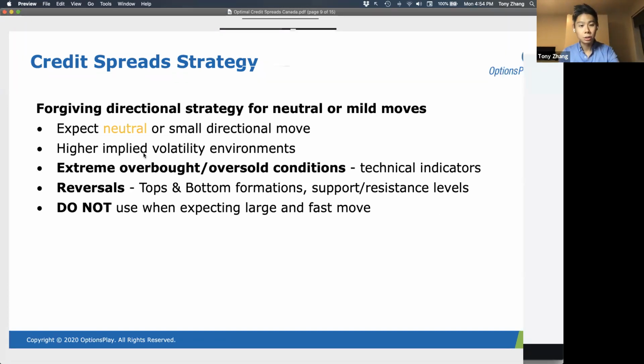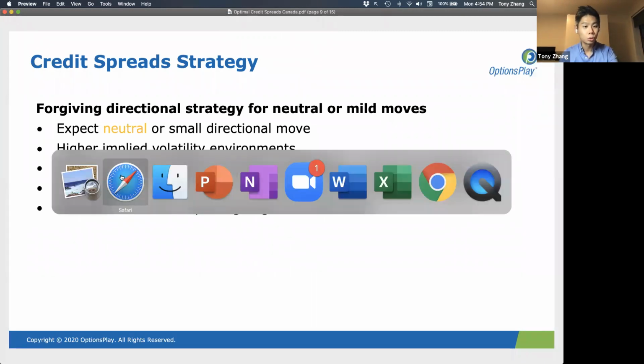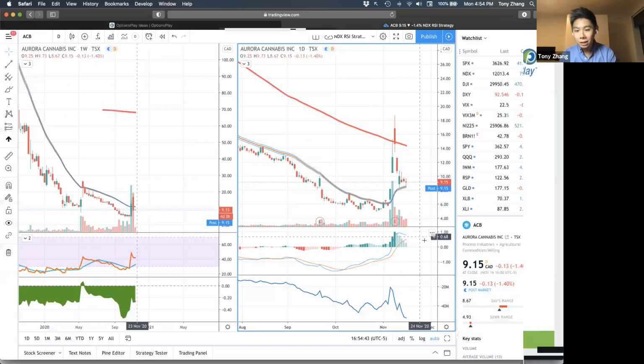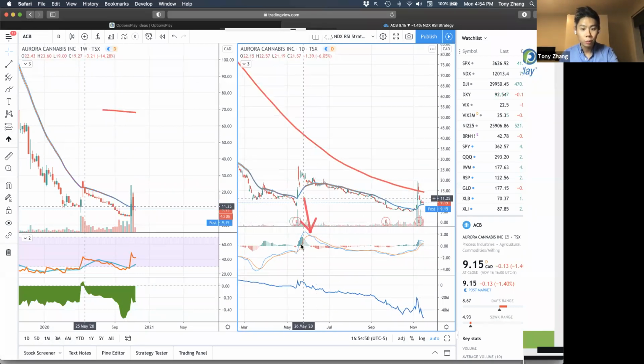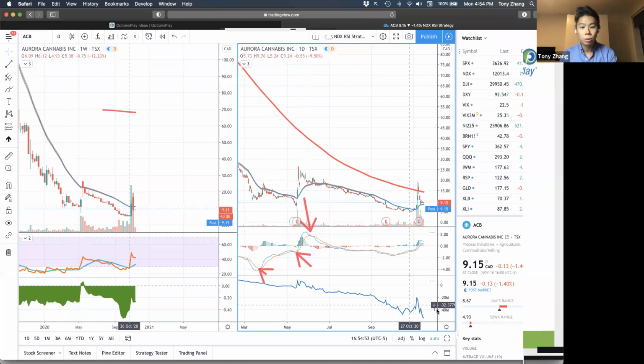Now, these types of credit spreads are better in higher implied volatility environments. So for those of you that are using IV rank, usually above 30 is a good indication of a higher volatility environment. But they also, generally speaking, from a directional perspective, are best near extreme overbought or oversold conditions. So depending on the type of technical indicator that you're using, whether you're using stochastics or MACD or RSI, it doesn't matter which one you use, when they're near extreme overbought or oversold conditions, those are your most ideal times to enter a credit spread.